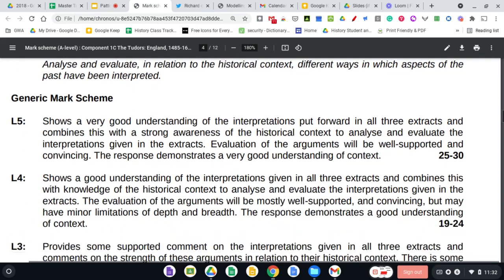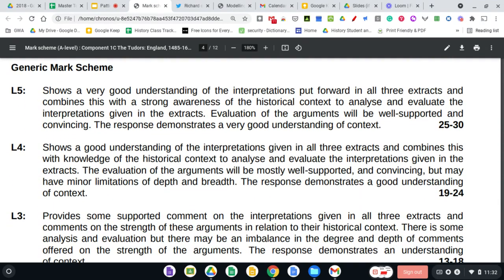Now, as it comes here, if we look at the mark scheme, you are aiming to show your understanding of the interpretations. So do you understand what the interpretation is saying, communicating, and how it does that? You need to look to show your awareness of the historical context, the period that the interpretation is being written about. And you also need to evaluate those interpretations in the extracts. How far do they fit with what you already know? Are they accurate? Are they consistent?